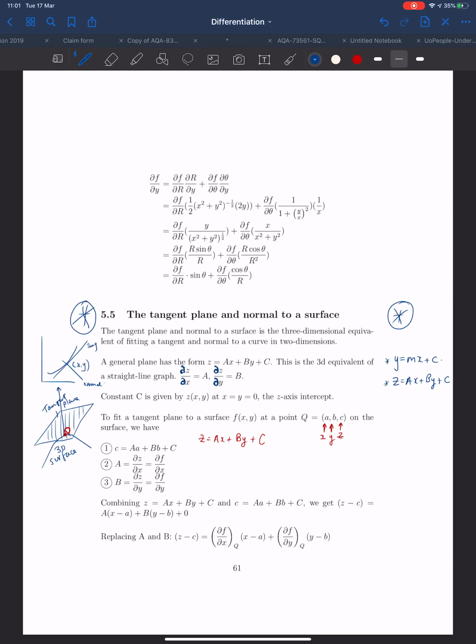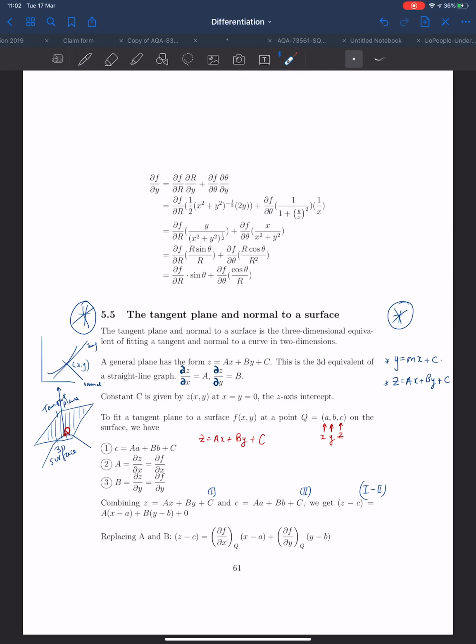Just need to go back. So to get a, what we do is dz/dx, because that's a constant and that's a constant. So it's dz/dx, or df/dx. And b is dz/dy, or df/dy. Combining these together, we've got z equals ax plus by plus c, and c equals aa plus bb plus c. Call this one equation one, and this one equation two. We do one take away two.